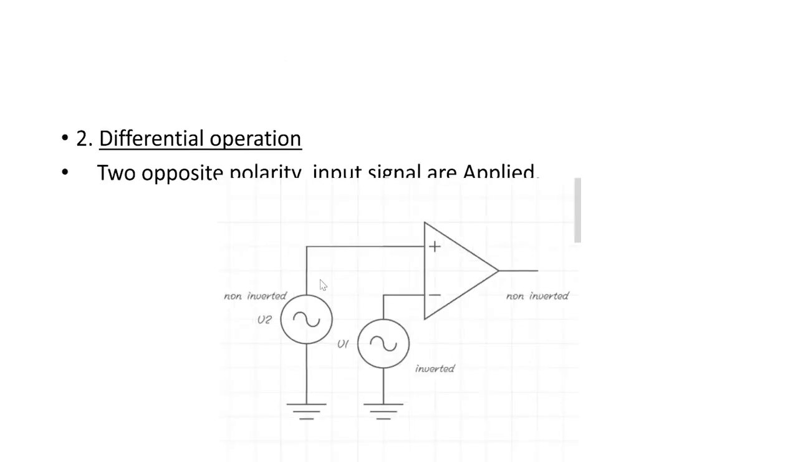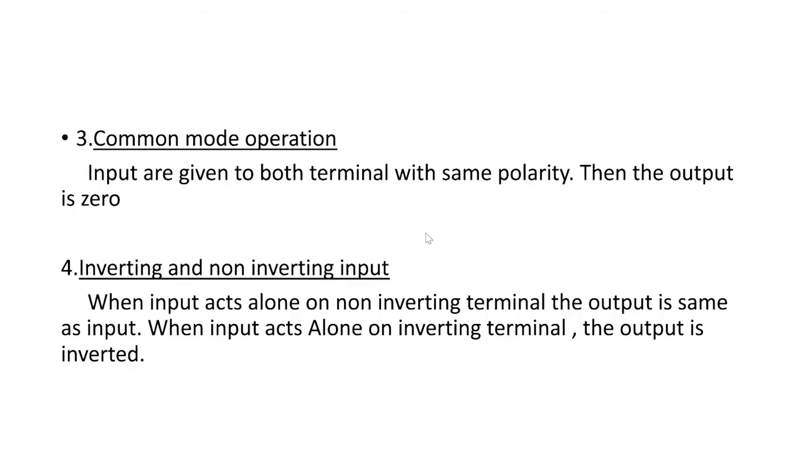Differential operation. Two opposite polarity input signals are applied. That means non-inverted and inverted signals are given together and the output will be non-inverted. Common mode operation. Inputs are given to both terminals with the same polarity, then the output will be 0. That is, the input is of the same polarity, maybe inverted or non-inverted.